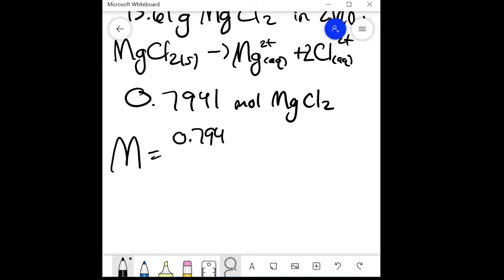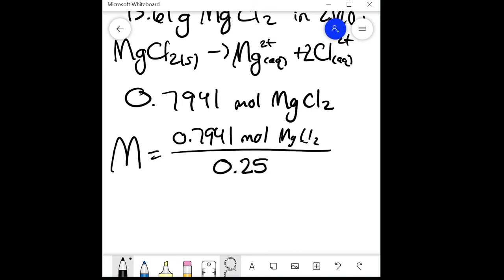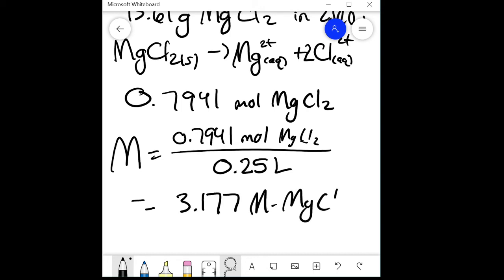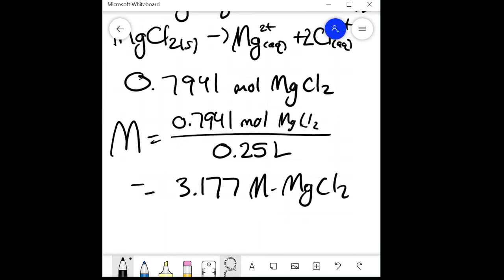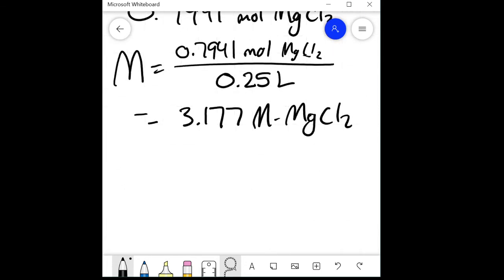So moles over, and then make sure you put your liter. It was milliliters, so now we want it in liters. So that gives us 3.177 moles magnesium chloride. But that's not the answer it wants. It wants what is the molarity for the ions.